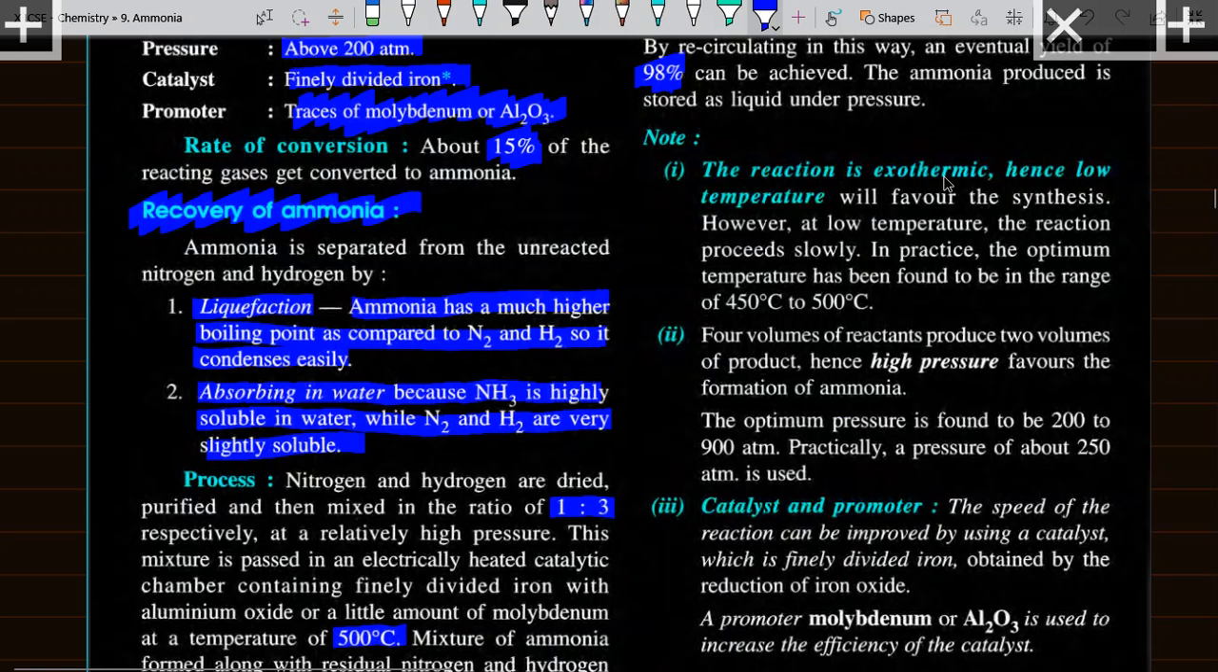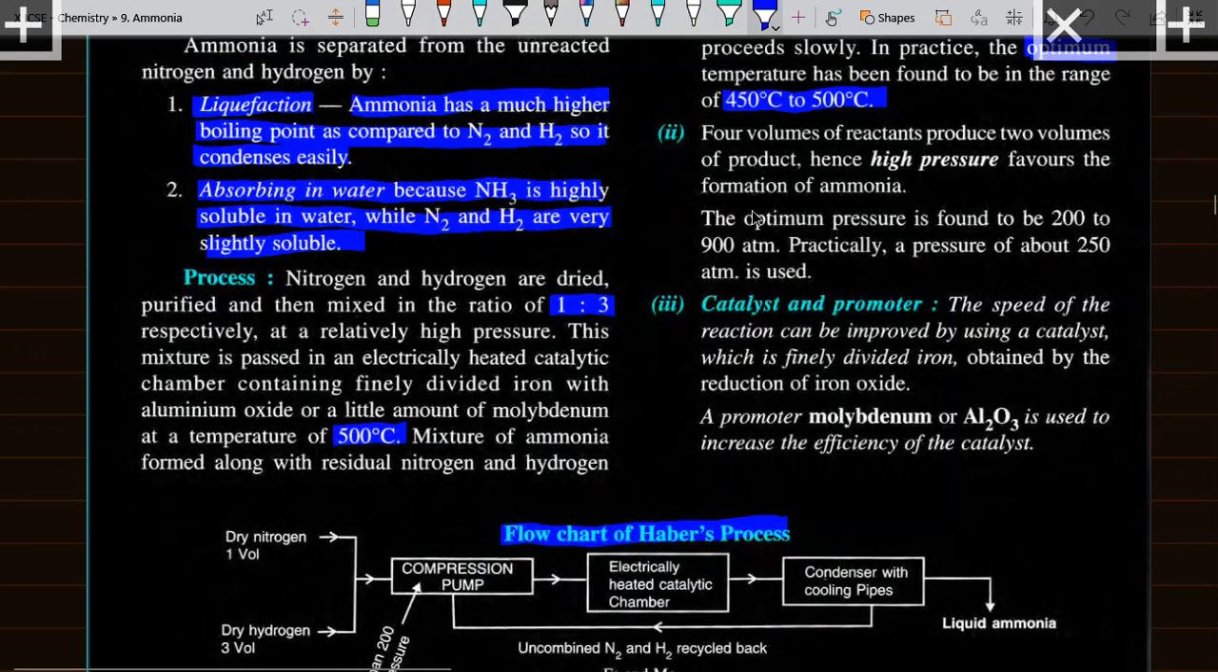The reaction is exothermic, hence low temperature will favor the synthesis. However, at low temperature, the reaction proceeds slowly. In practice, the optimum, matlab ideal, temperature has been found to be in the range of 450 to 500 degrees Celsius. 4 volumes of reactants produce 2 volumes of product. Hence, high pressure favors the formation of ammonia. The optimum pressure is found to be 200 to 900 atm. Practically, a pressure of 250 atm is used.